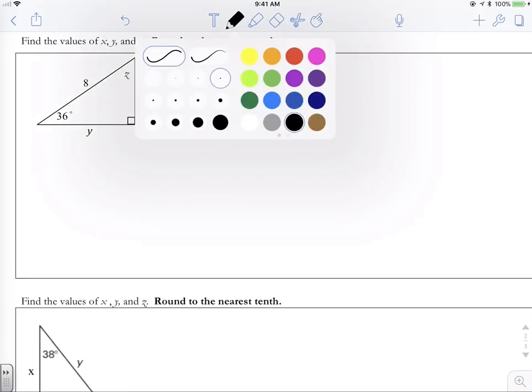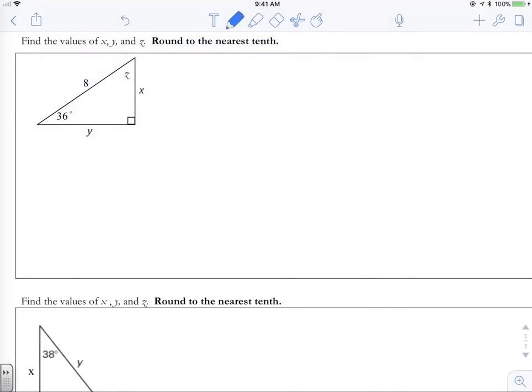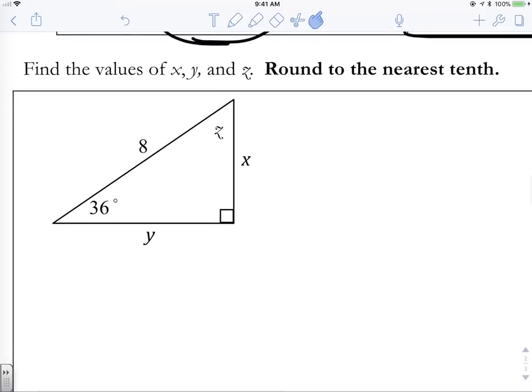Okay, so now we're going to solve a triangle. That means find all the missing angles and sides on the triangle. Notice in this problem, we're given one angle measure and the hypotenuse. So we can subtract from 90 to get the other angle because the acute angles are complementary, which means that's a 54-degree angle.